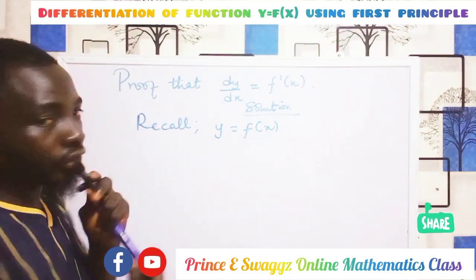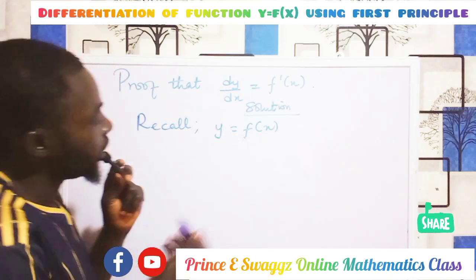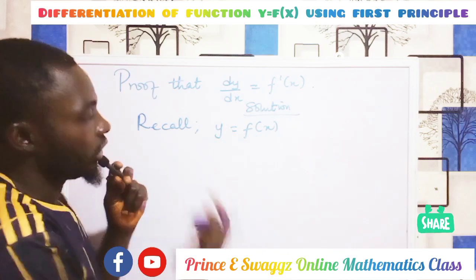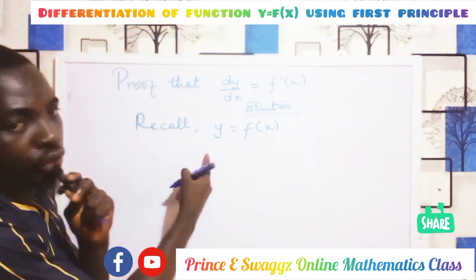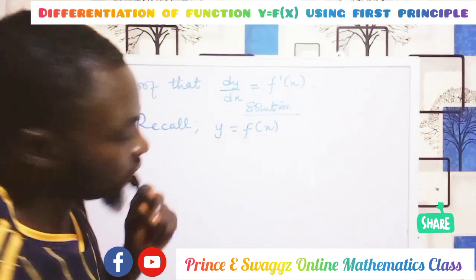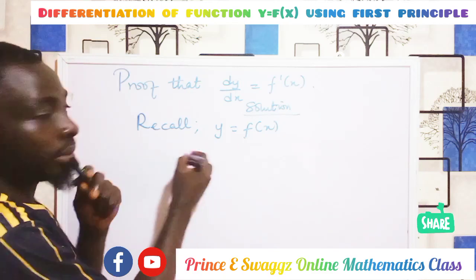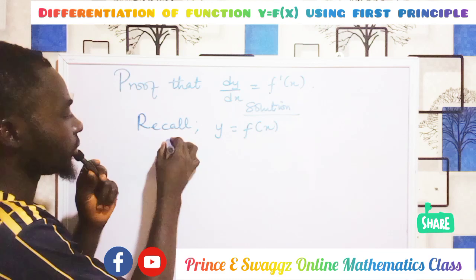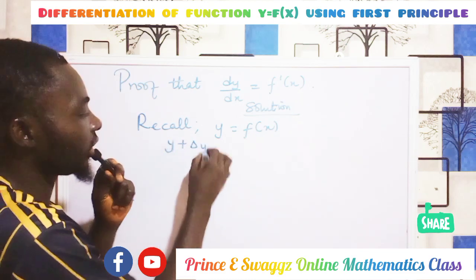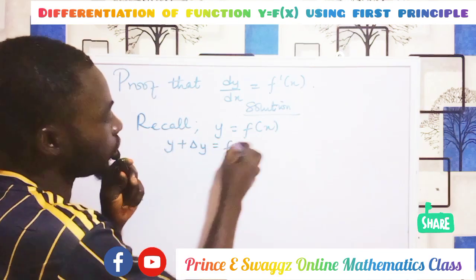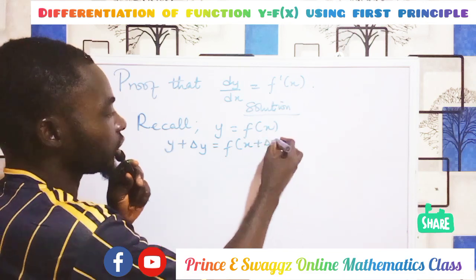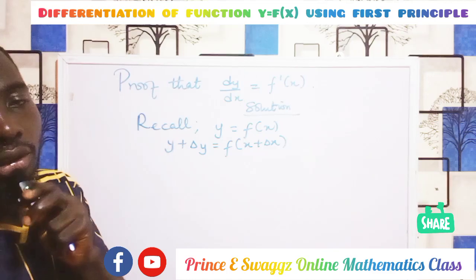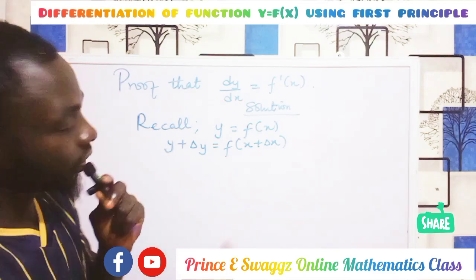So if y equals f of x, then to use first principle, I am going to add my change in the variables. This time around, I'm having two variables, which is y and x. So I'm going to add my change in y and my change in x: y plus change in y equals f open bracket x plus change in x, adding my change in the two variables.